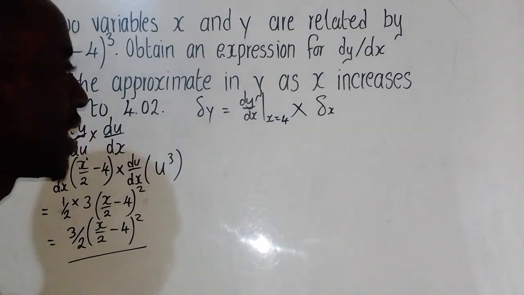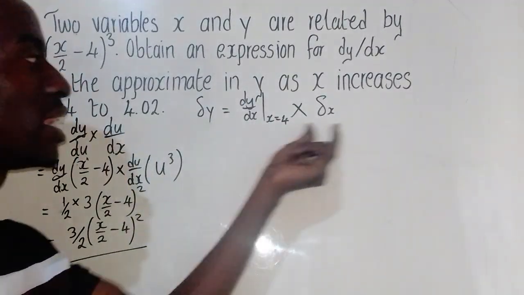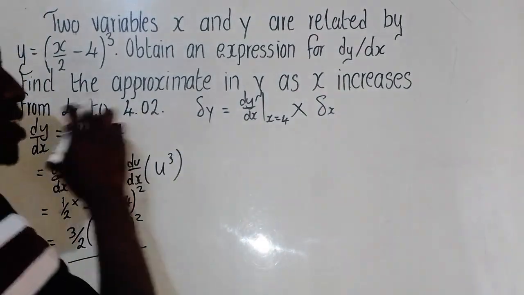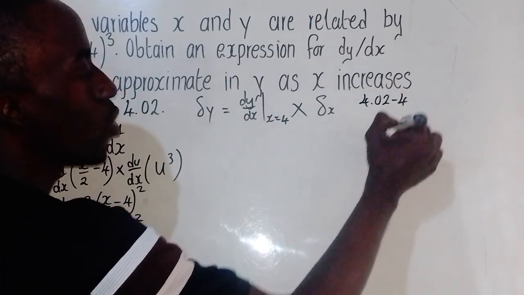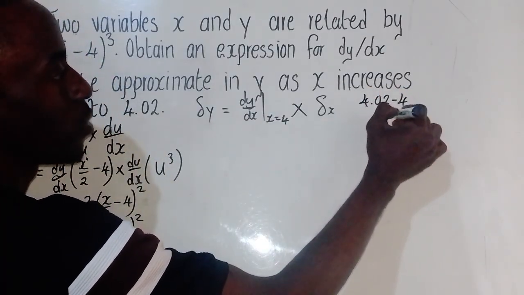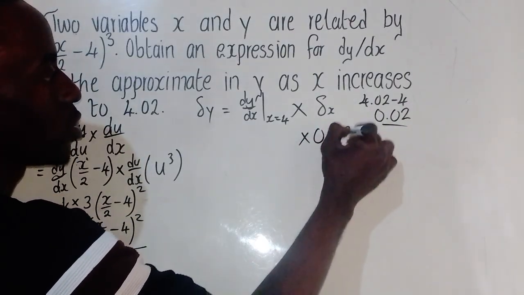I hope you are following. Now, there are two things here. There is for this part and for this part. Let me start with this part, change in x. Change in x simply means this one minus this. So it is now 4.02 minus 4. What is the answer once you subtract these two? You're going to get 0.02. So meaning that you say times 0.02.